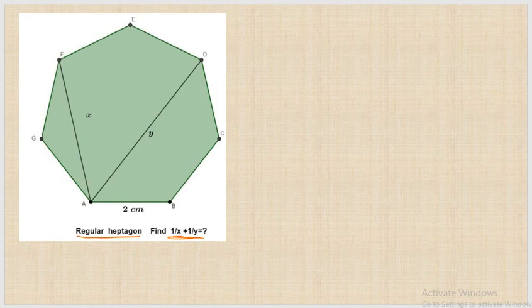Now since it is a regular heptagon, a heptagon is nothing but a polygon which has 7 sides. Since it is a regular polygon, if one side is 2 centimeters, then automatically all the remaining sides will be 2 centimeters. So I am going to denote each and every side as 2 centimeters.